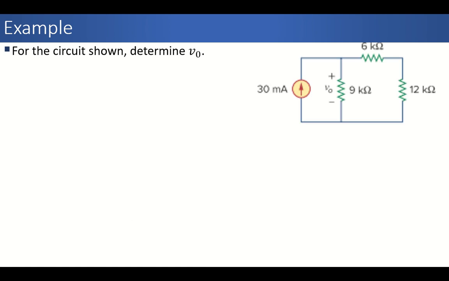Let's see another example. Determine V naught. Let I be the current in the 9k ohm resistance. You can see that we want to find the current in the 9k ohm resistance, so let's suppose that I is the current here. Obviously the total current supplied is 30 milliampere. This current will be divided between the 6k plus 12k and the 9k ohm resistance.